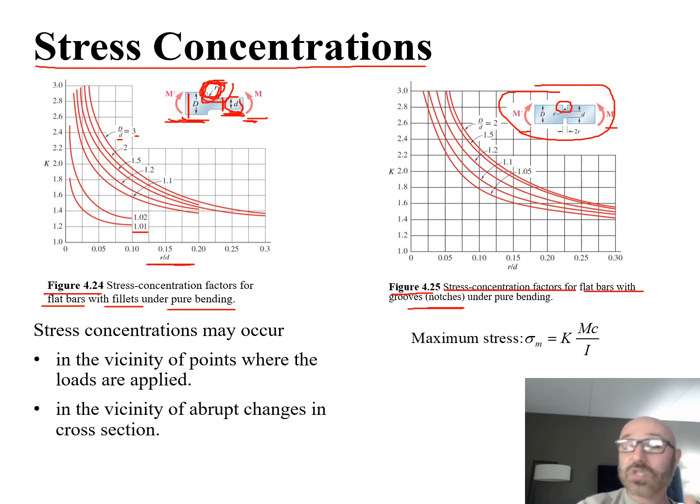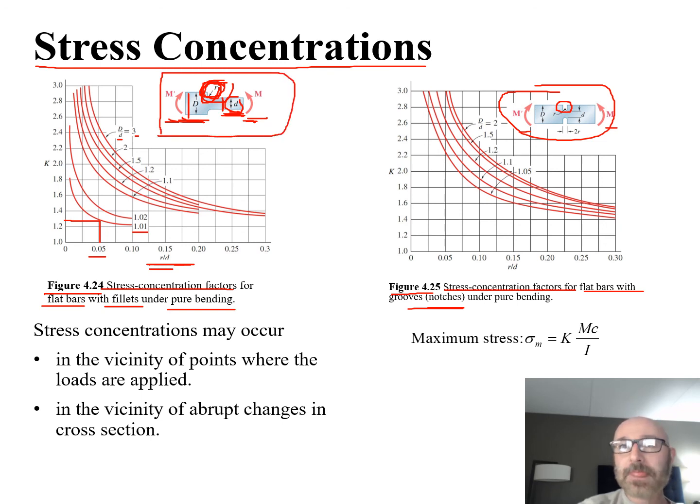So if we know just off the geometry what our r over d and our D over d are, let's say our D over d gives us a ratio of 1.01, and our r over d gave us a ratio of 0.05. Then we go straight up from 0.05 for the r over d ratio until we hit that curve. Then we come across, and we can get our K value, or our stress concentration factor, directly there. So it's approximately 1.25. That's how we can utilize this based on the geometry of our specimens.